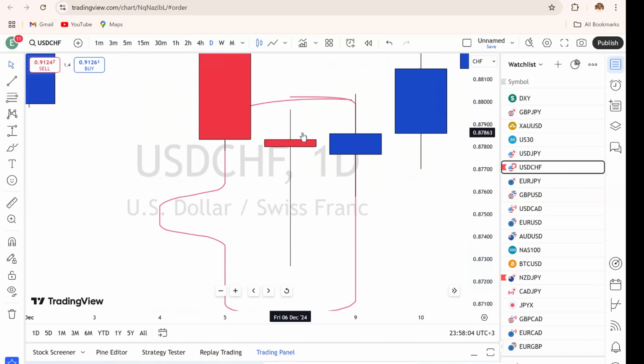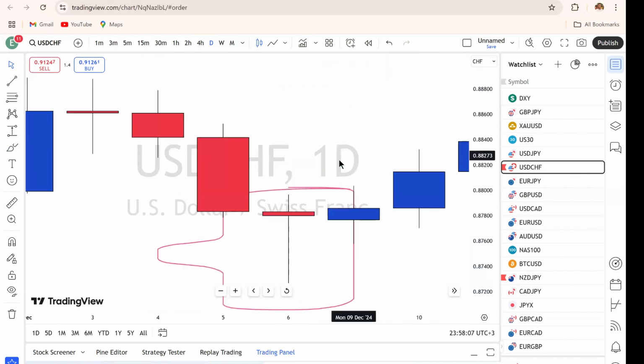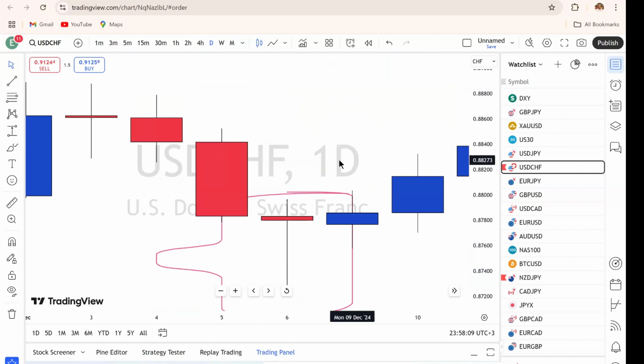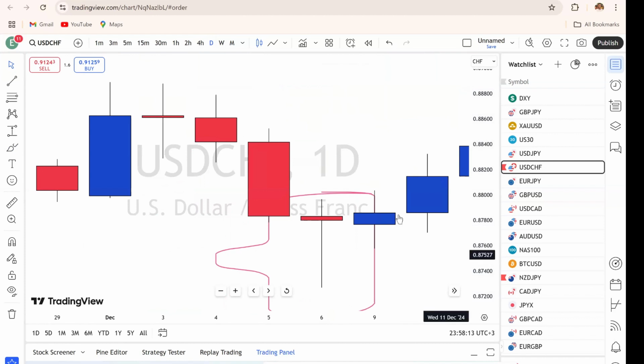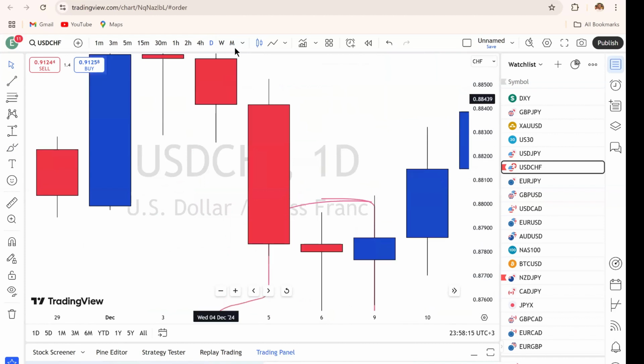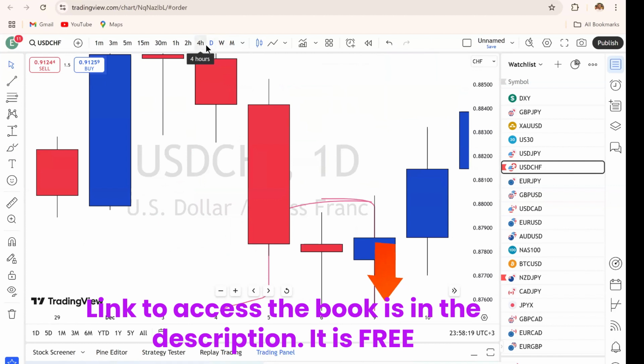Every time you trade, the market moves in different time frames. Or you can view the market or the chart in different time frames. And the time frames are from monthly, weekly, daily, 4 hour, 8 hour, 3 hour, 2 hour, 1 hour, 30 minutes, 15 minutes, 1 minute up to seconds. So you view the market according to these time frames.